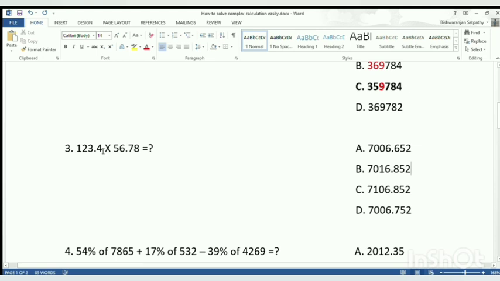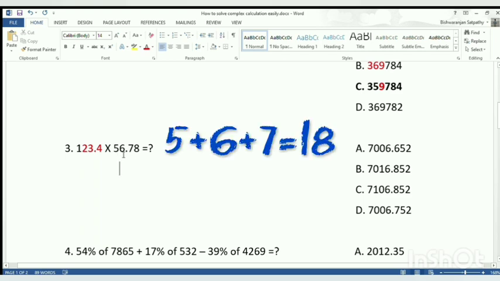There's no other way. So in this number, 432 is 9, so we will eliminate it. So 1 remains here. Whereas in this number, 5 plus 6 is 11. 11 plus 7 is 18.